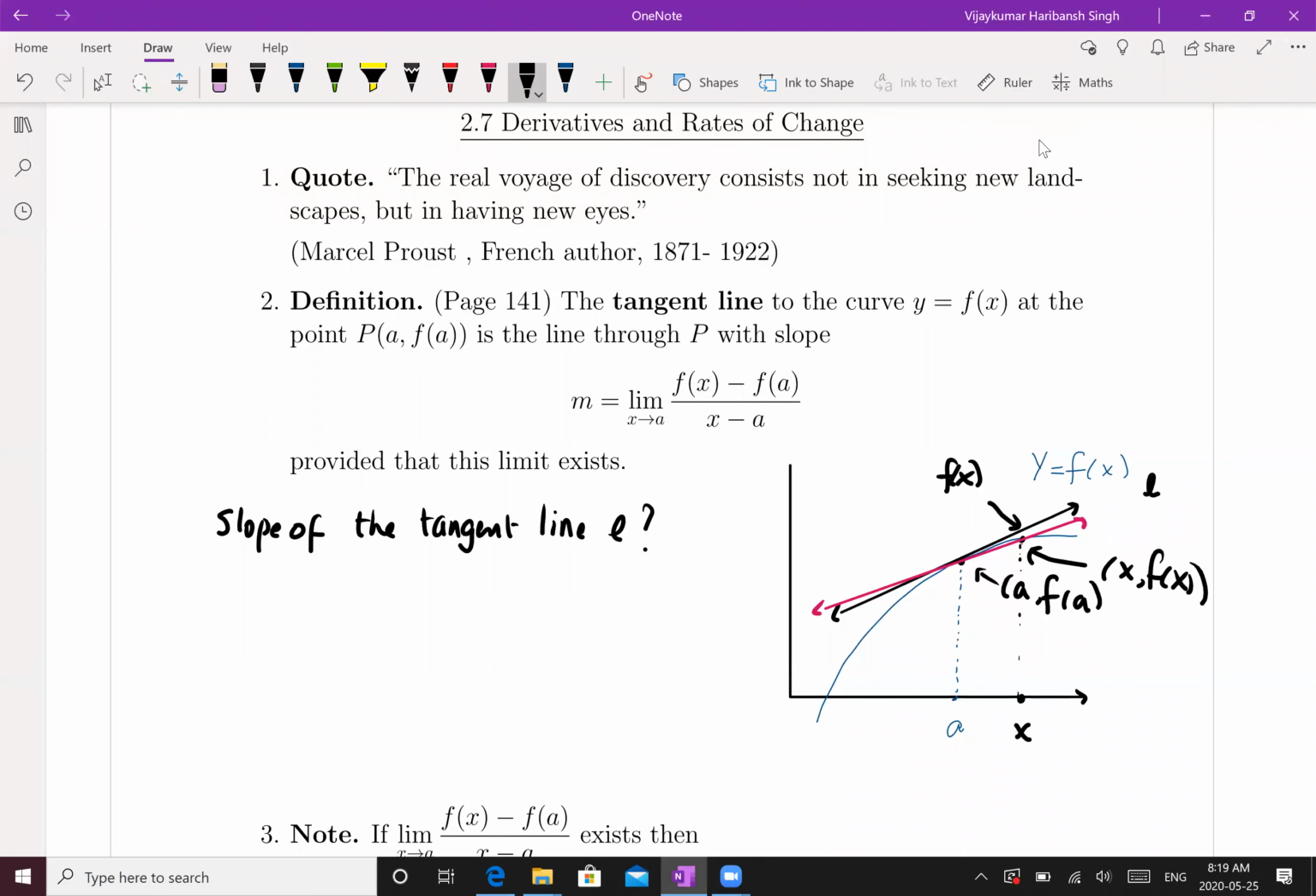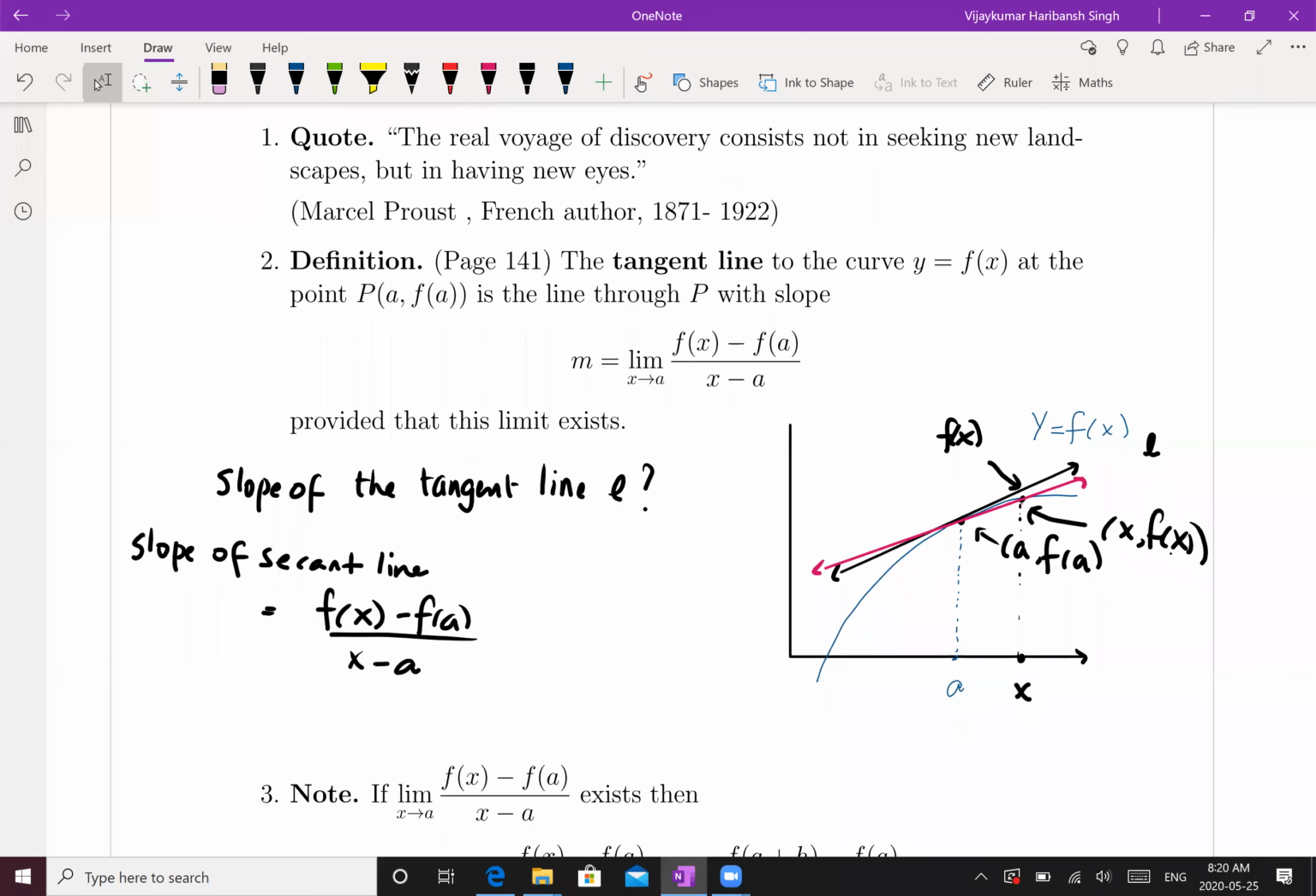Now, what is the slope of the secant line? So the slope of the secant line is going to be y2 minus y1, so f of x minus f of a over x minus a. Now, however, we wanted the slope of the tangent line.